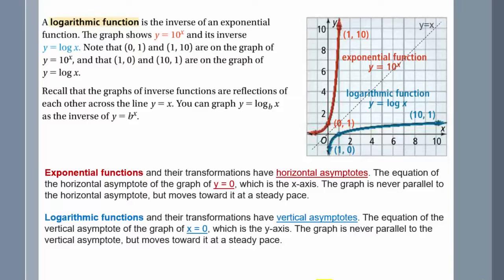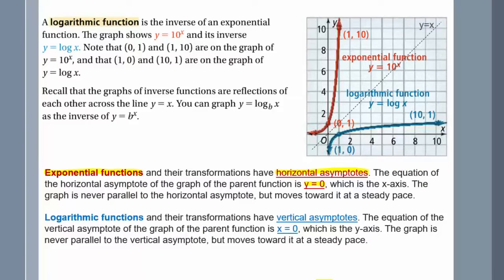At x equals 0, y equals 1 for the exponential function, and on its inverse, we have x equals 1, y equals 0 for the logarithmic function. At x equals 1, y equals 10 for the exponential function, and its inverse has x equals 10, y equals 1 in the logarithmic function.